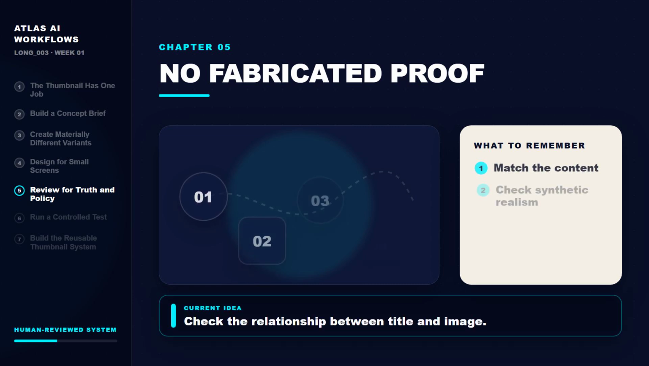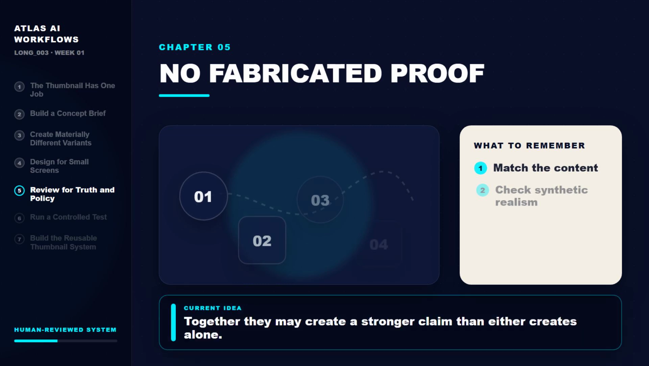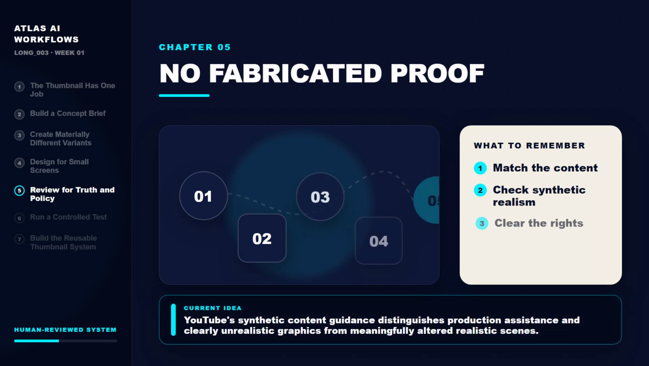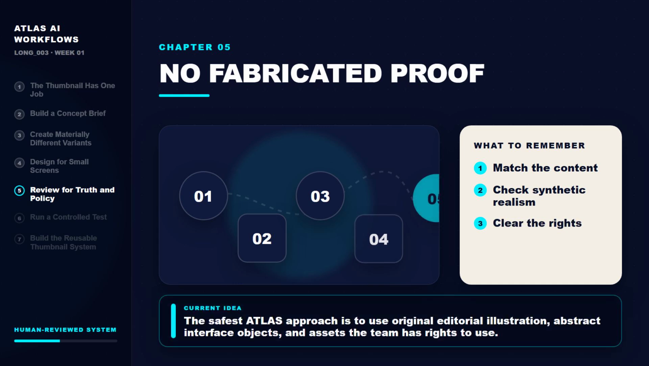Check the relationship between title and image. Together, they may create a stronger claim than either creates alone. Check generated assets for realistic people, places, or events that could mislead viewers about what happened. YouTube's synthetic content guidance distinguishes production assistance and clearly unrealistic graphics from meaningfully altered realistic scenes. The safest Atlas approach is to use original editorial illustration, abstract interface objects, and assets the team has rights to use.